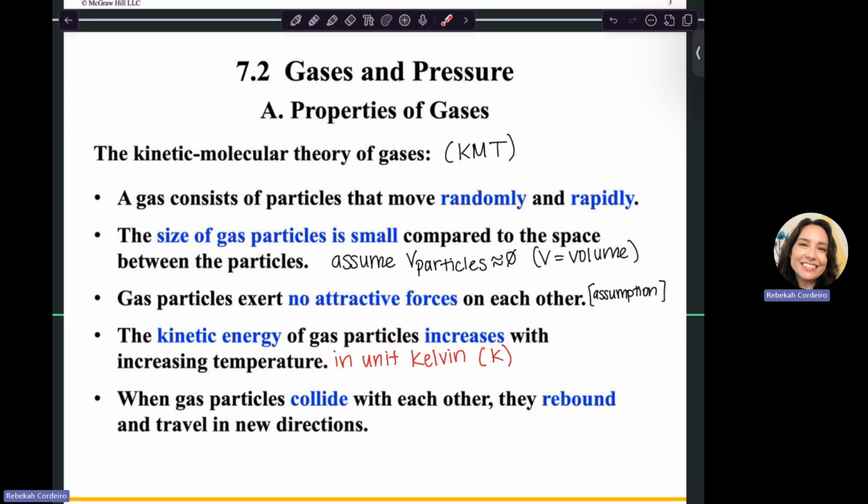Remember, we did the same thing for electrons, right? We assume electrons have a mass of 0, even though they do have a mass, just in comparison to protons and neutrons, it's very, very small. It's like the volume of an elephant compared to the volume of a fly.